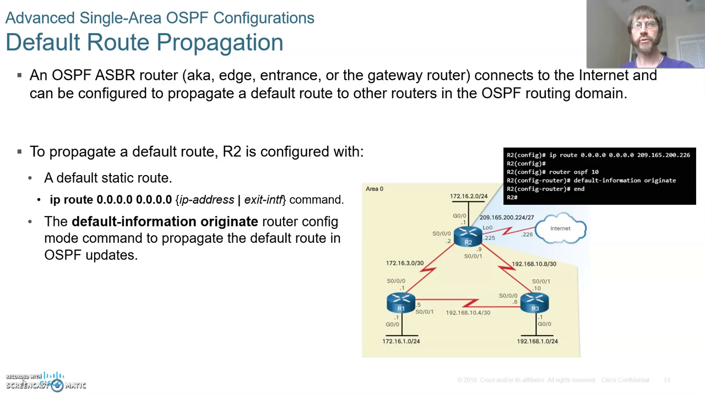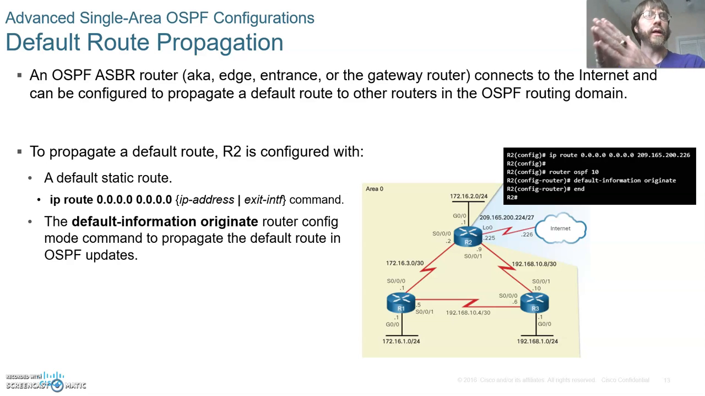That's an autonomous system border router. You might also refer to it as the edge router, the border router, the gateway router, the entrance router. There's a lot of different terms for this. What we mean is the router at the edge of your OSPF area and the wider network.